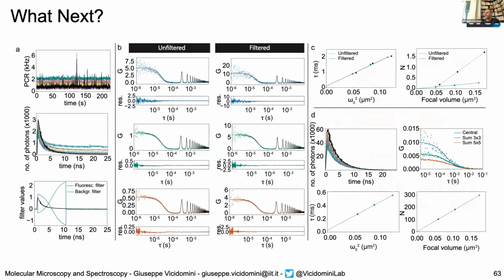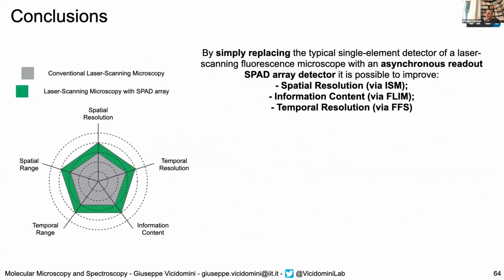So I think that I finished, because I don't want to go too much longer. What is next? Clearly, what we are doing is combining fluorescence lifetime with fluorescence fluctuation spectroscopy, because now we have all the architecture available to do that. And let me conclude my talk giving a sort of vision for this kind of project.